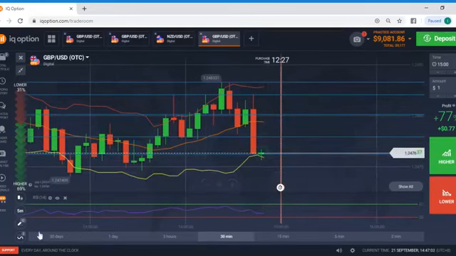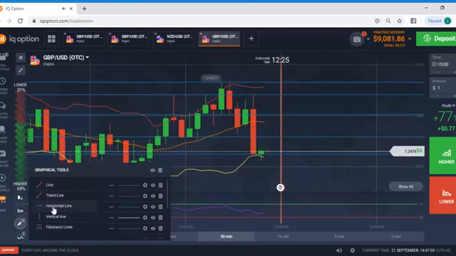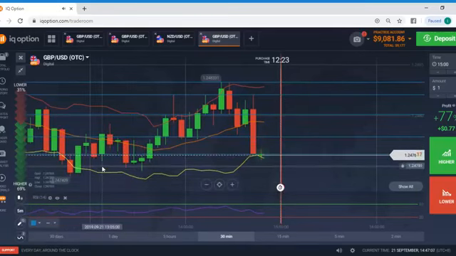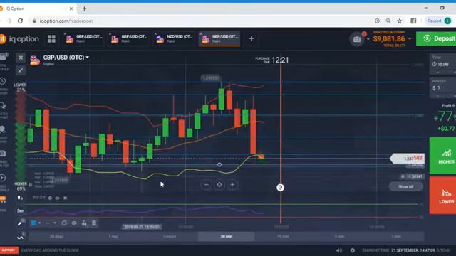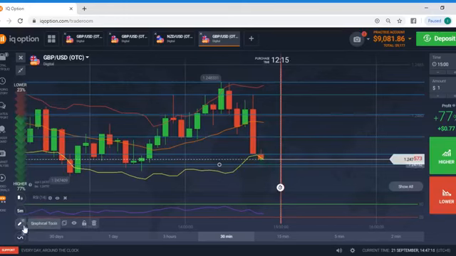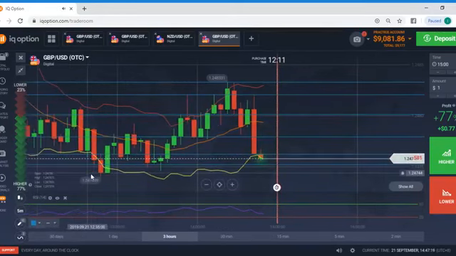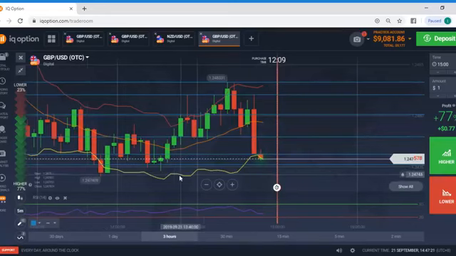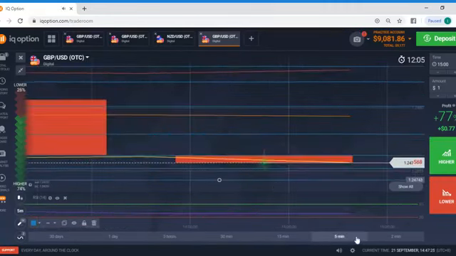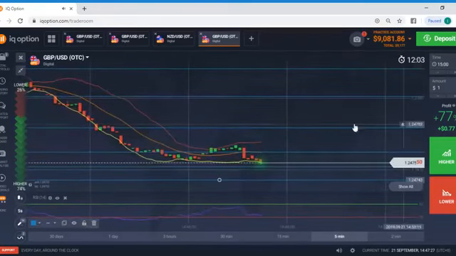Okay, and then let's plot another one in this area. Okay, let's just have that. And now when you're ready to trade, you can choose your time frame.